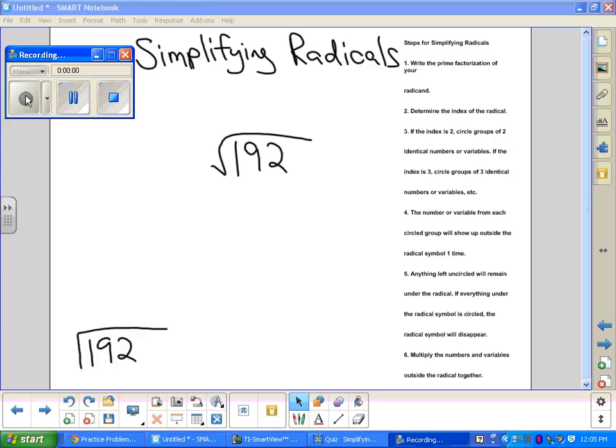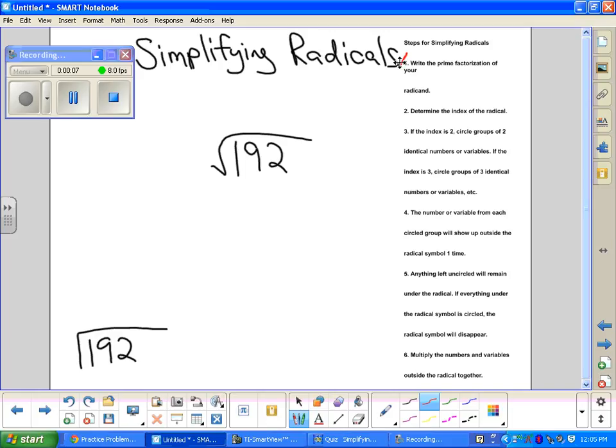Number 3, being asked to simplify the square root of 192. All the steps are the same. Step number 1, write down the prime factorization. What goes into 192? It's even, so I'm going to start with a 2.